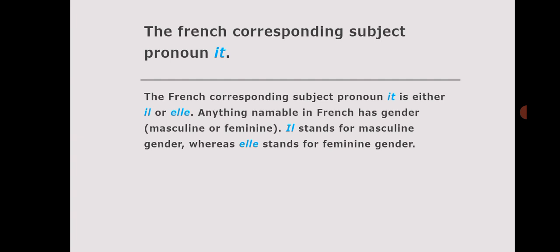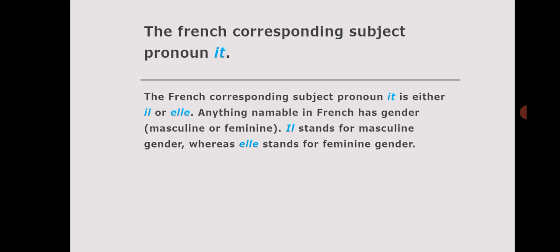Your forehead has gender, your lip has gender, the wall of your room has gender, your door has gender, the window has gender, the fan has gender. Anything nameable in French has gender. It's either masculine or feminine. How are you going to know the gender of all these things?